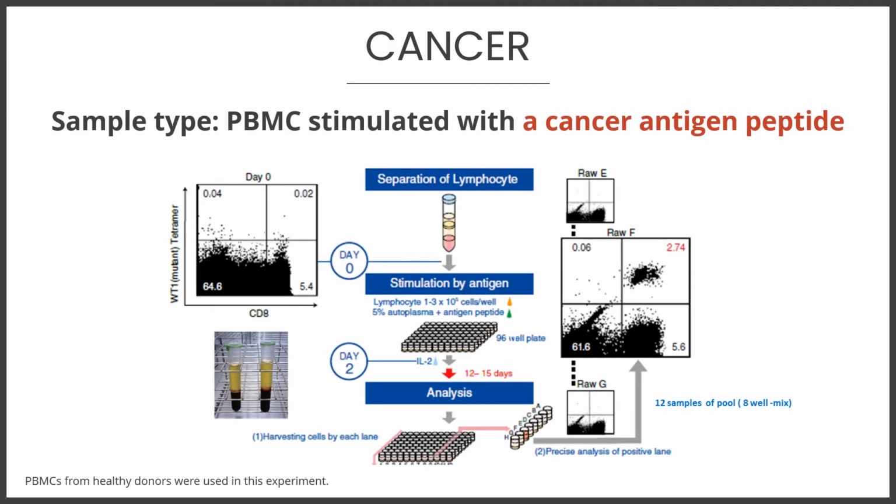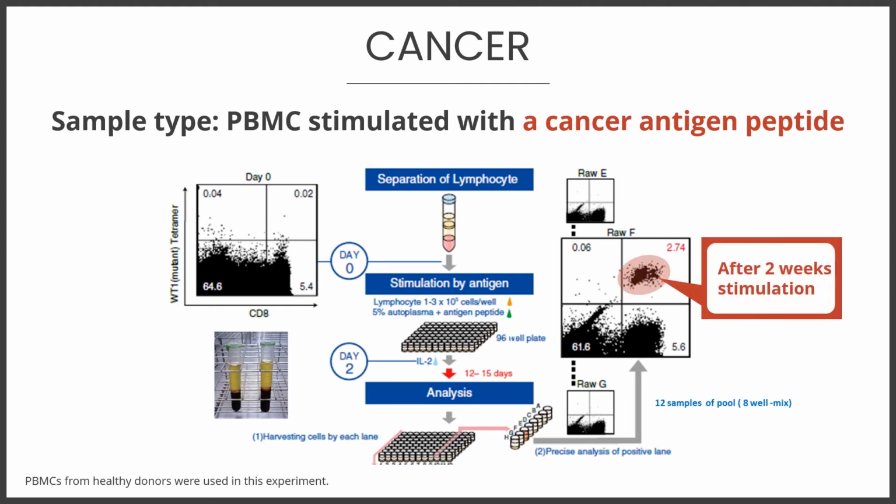This is another example of tetramer application for a cancer antigen. Typically, the frequency of cancer antigen-specific T cells is very low. Therefore, prior to tetramer analysis, we needed to increase them. We performed this by stimulating patient blood cells with a peptide derived from cancer in vitro. After a 2-week incubation, we were able to detect the antigen-specific T cells using the tetramer.